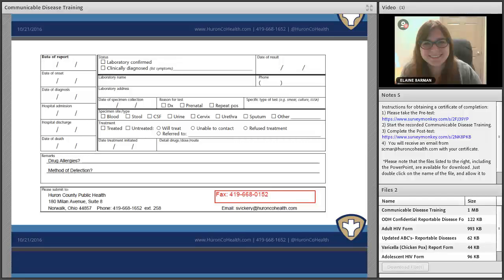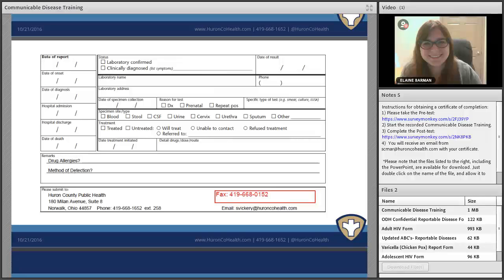And then if you go back to the top by the laboratory confirmed, you'll see on the left-hand corner the date of result. So when did the laboratory result come back? And then when we go below that, what's the laboratory's name, address, phone number. So what lab are we going to? Date of specimen collection. So when did we collect the specimen? And why did we collect it? So were we diagnosing it? Were we repeating a positive? Was it a prenatal? So what's the reason for the test?